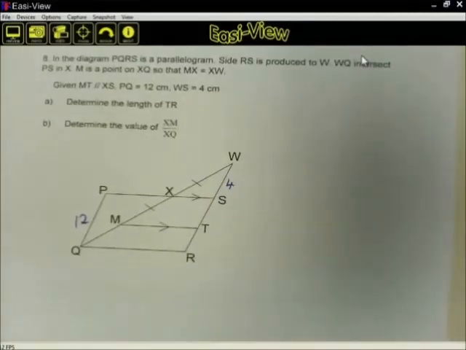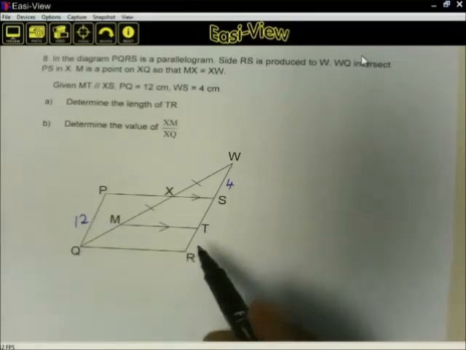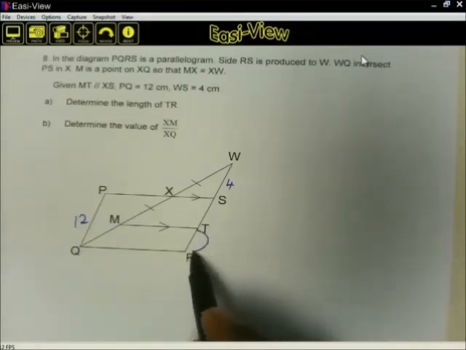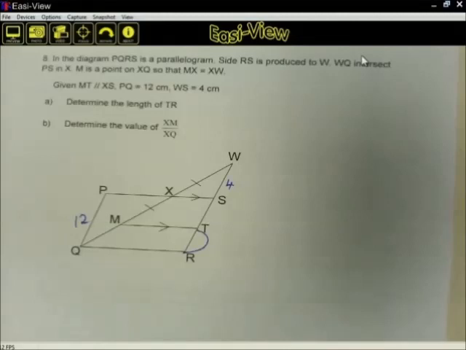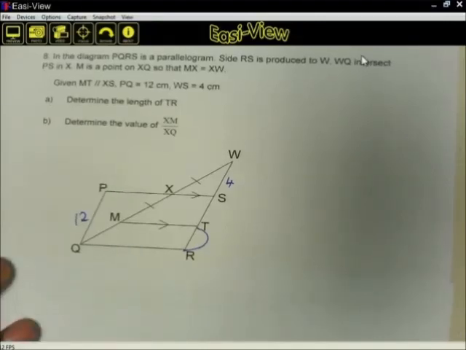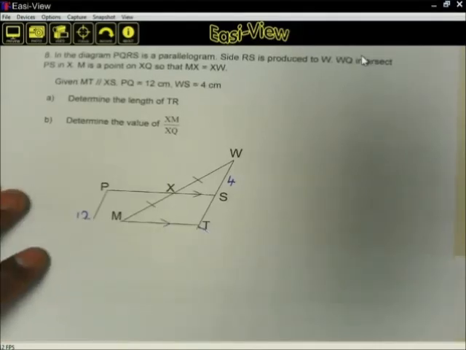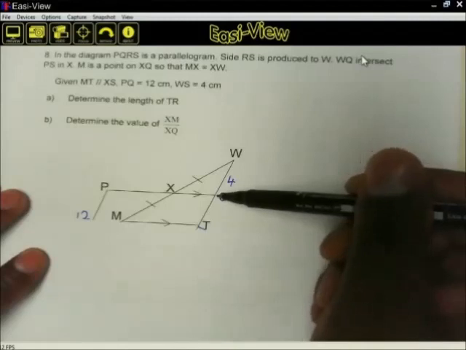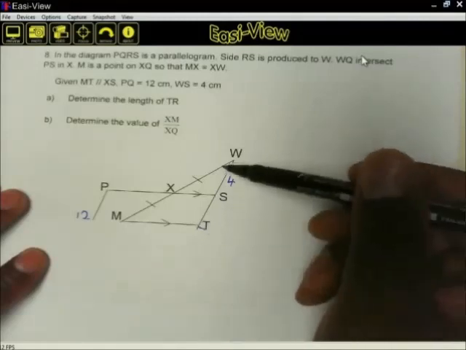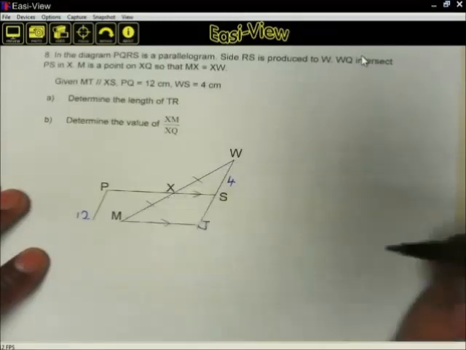Determine, number A, the length of TR. We want the length of this TR based on the given information. I think this is simple arithmetic. Look at this diagram from this point. You've got WS over ST is equal to WX over XM.